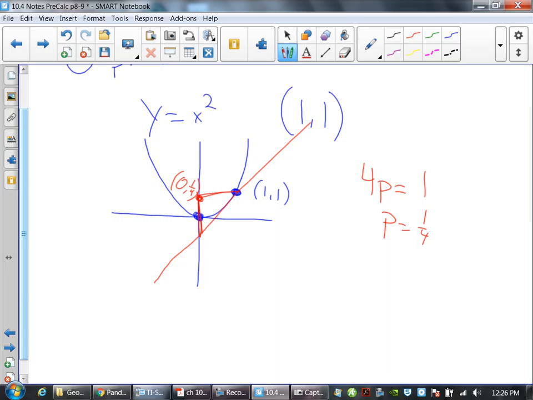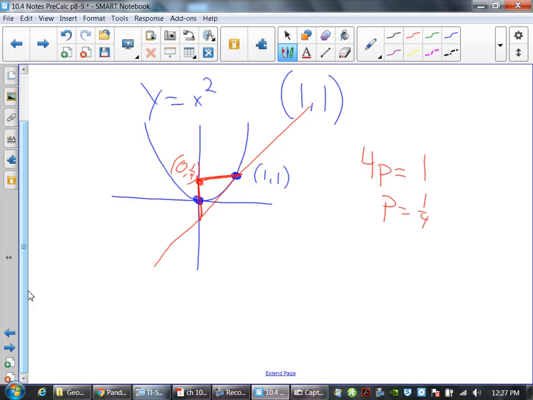You okay with that so far? Remember, the value of p is always the distance from your vertex to your focus. We know that it has to be opening upward because it's a positive value of p, since the coefficient of x squared is also 1. So we knew it was opening up. So what we do now is we're going to find the distance from here to here. So we just use a distance formula.